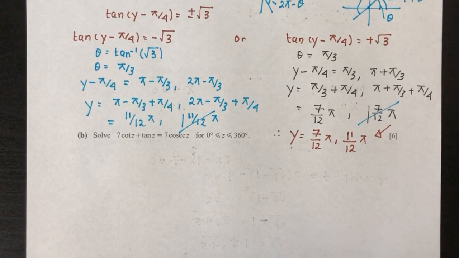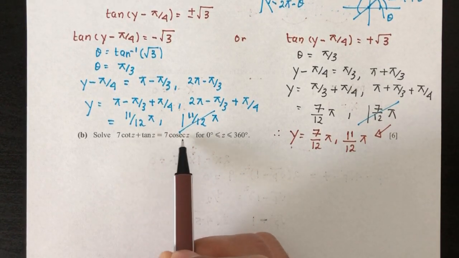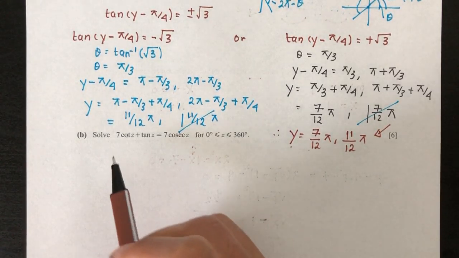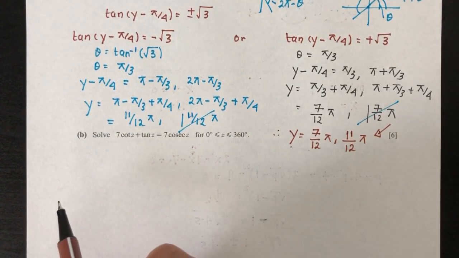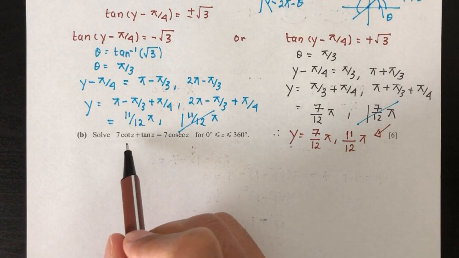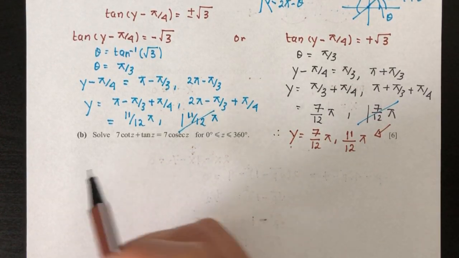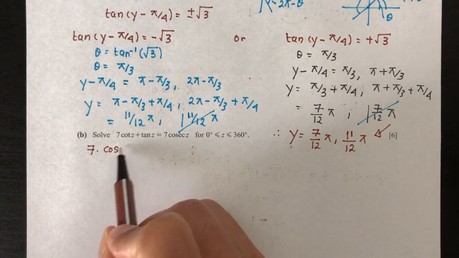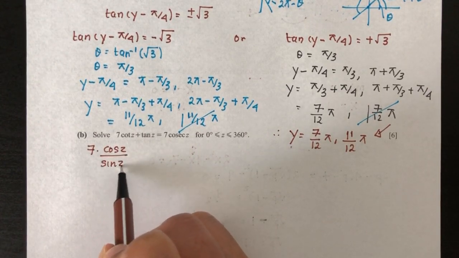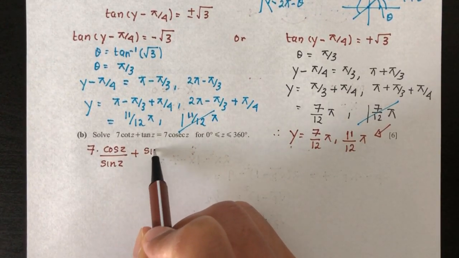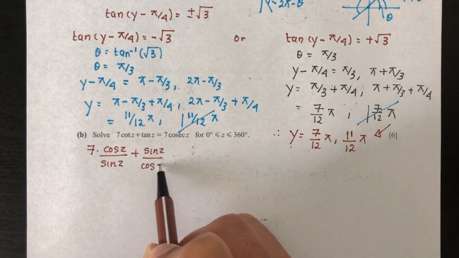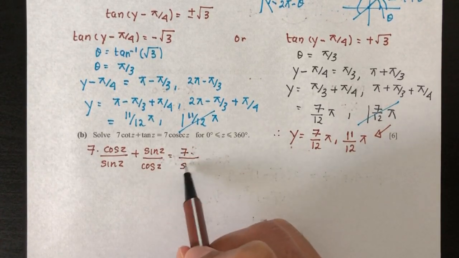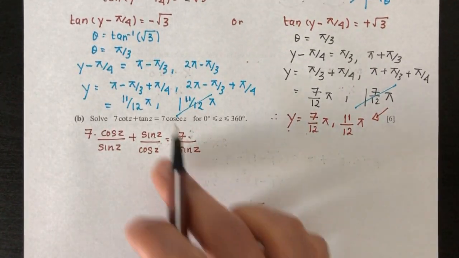So here we have cot, tan, and cosec, so we can simplify them first. Let's see what we have. So first question, what is cot? Cot is 1 over tan, or you can write everything down to sin and cos. So here we have 7 times cos z over sin z, plus sin z over cos z, equal to 7 times 1 over sin z. Now first we have to simplify this side.